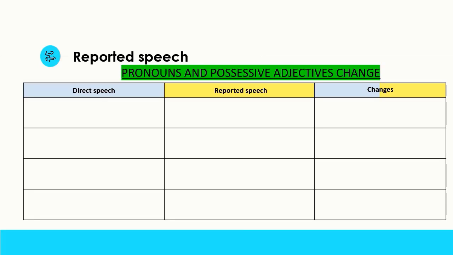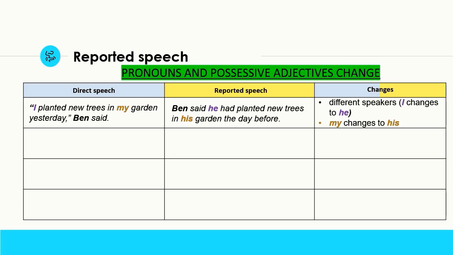Let's understand furthermore how these changes happen. You should know that changes to personal pronouns in reported speech depend on whether the person reporting the speech and the person who said the original words are the same or different. Let's say this first direct speech example. "I planted new trees in my garden yesterday," Ben said. The speaker reporting the speech in this example is different. So the pronoun I changes to he, and the possessive adjective my changes to his. Like in this reported speech, Ben said he had planted new trees in his garden the day before.